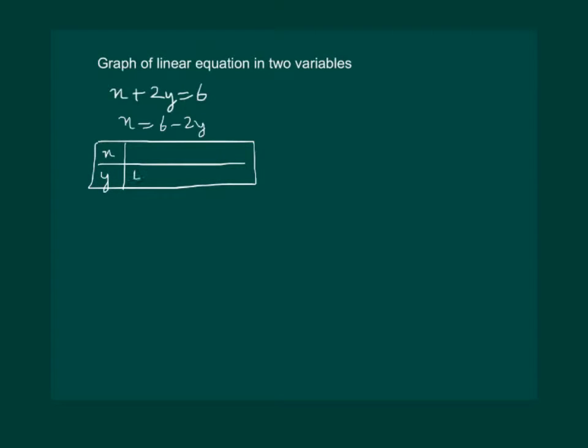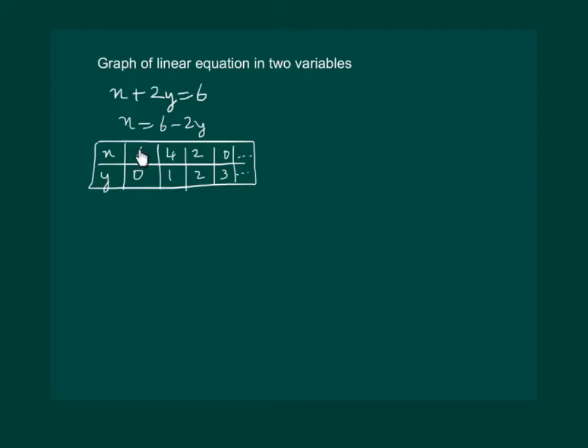Say y equal to 0, then x is equal to 6. For y equal to 1, we get x equal to 4. For y equal to 2, x is equal to 2. For y equal to 3, we get x equal to 0, and so on. We can take out as many values as we want.